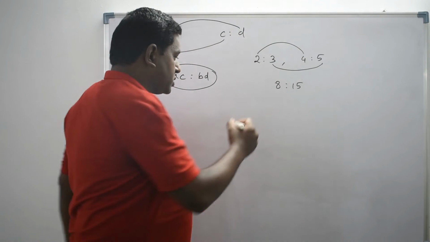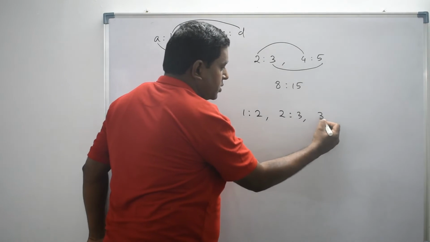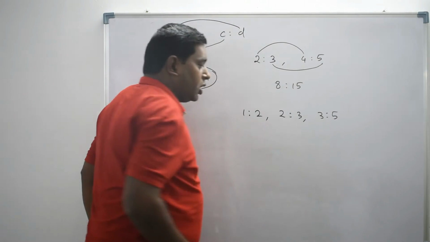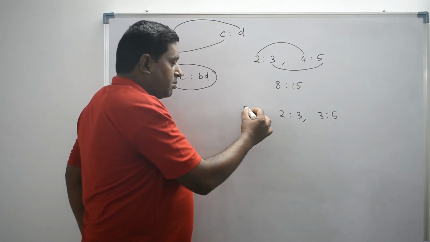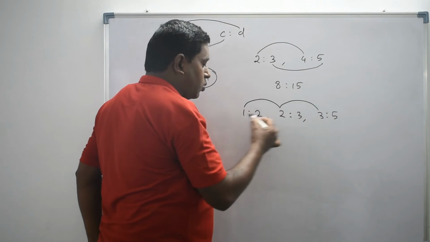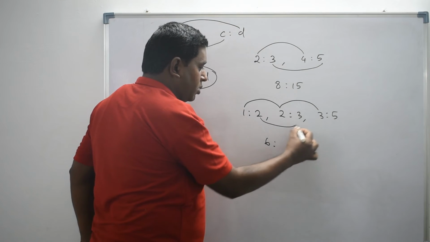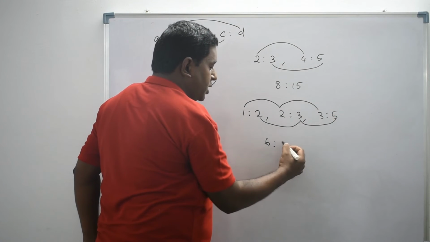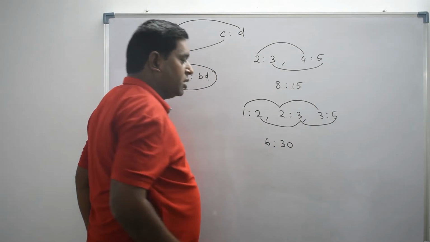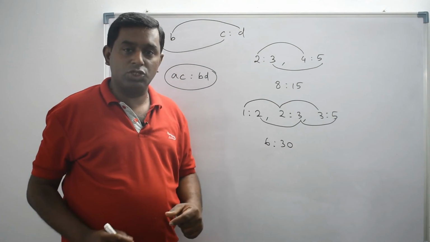Okay, let's look at one more example. 1 is to 2, 2 is to 3, 3 is to 5. Okay, I want to compound these three ratios. What should I do? Multiply all the first terms. 1 times 2 is 2, 2 times 3 is 6. Multiply all the second terms. 2 times 3 is 6, 6 times 5 is 30. Okay, now this is the ratio compounded of the given three ratios.